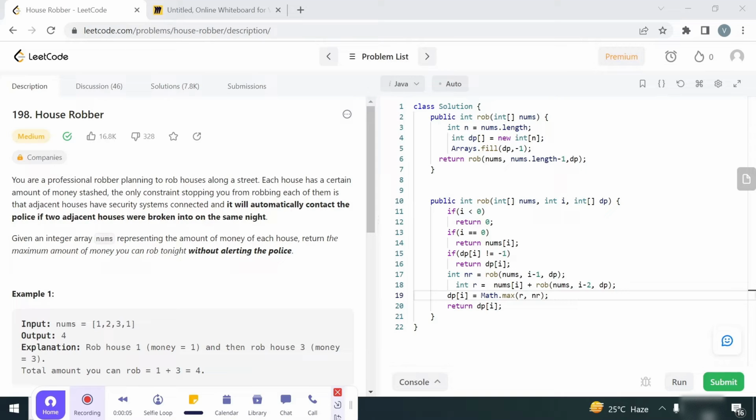Today we will see another Leetcode problem, that is House Robber. It's a medium level question from Leetcode and it's a very popular question, as you can see from the likes. So let's read the problem statement.